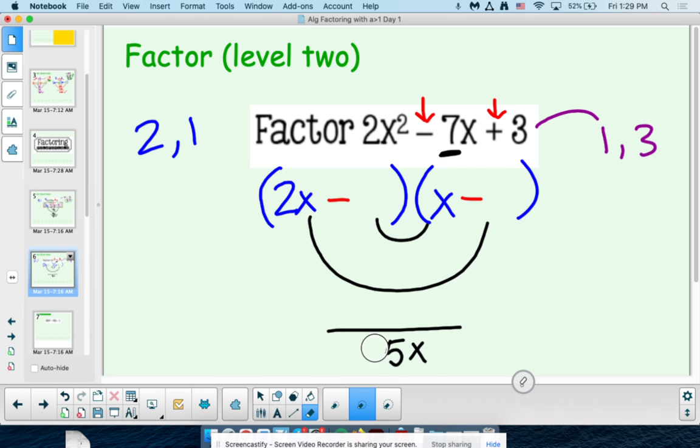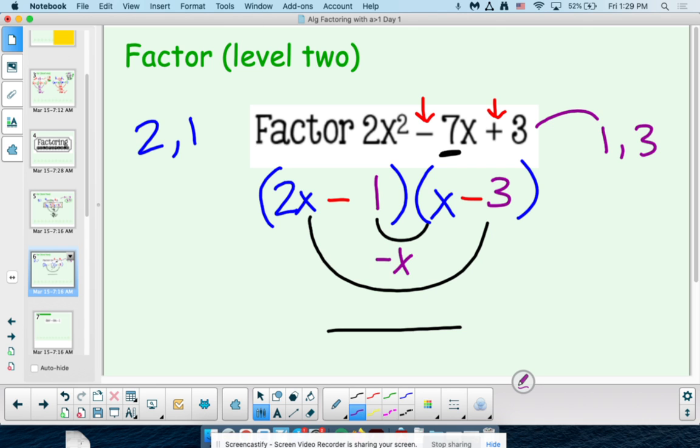And I knew that right away, but I just want you guys to be in the habit of checking, because if you don't, you're going to get everything wrong. Because it's easy to tell if you're doing these right. So now let's check again. Negative 1 times x is negative x. 2x times negative 3 is negative 6x. If I combine those two x's together, I'm going to get a negative 7x. And you guys, that is what we wanted.